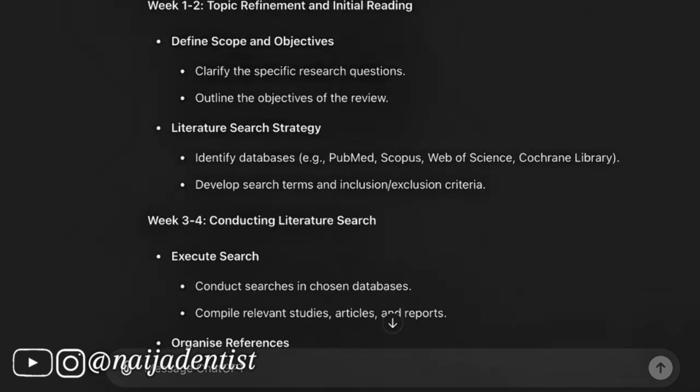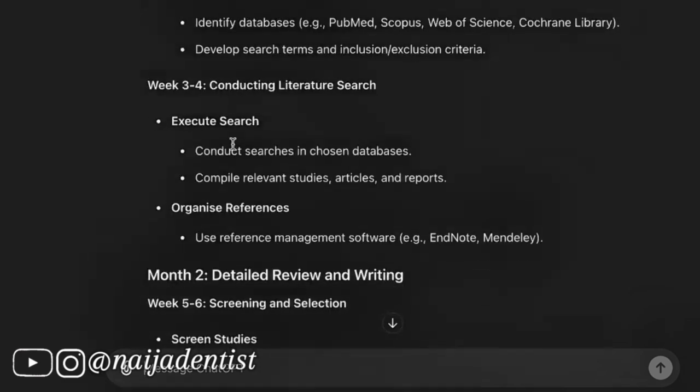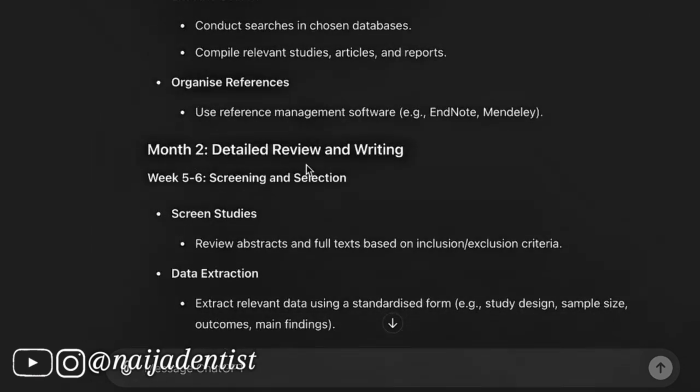So you have month 1, planning and initial research, right? Topic refinement and initial reading. Like I've always said in my videos, this is very important. Don't start writing until you have read. You see, ChatGPT is also telling you the same thing, so you need to listen. So you define the scope and the objective, the literature review search, conducting the search itself, how you want to go about it, and then detailed review and writing.